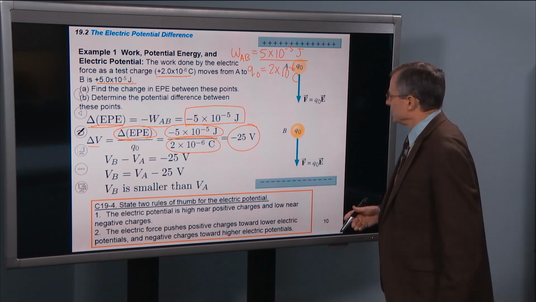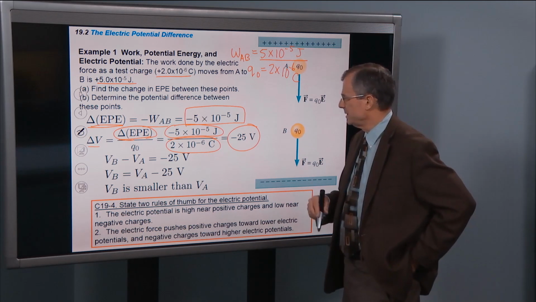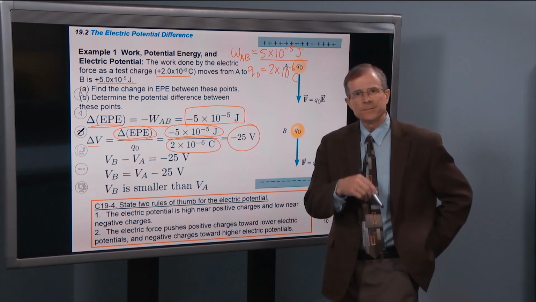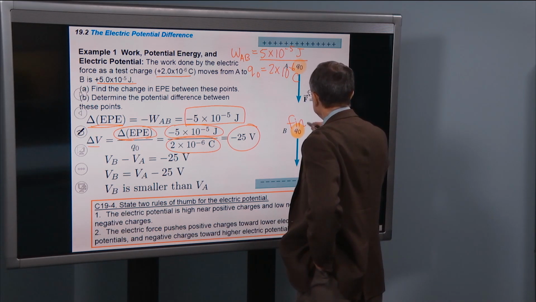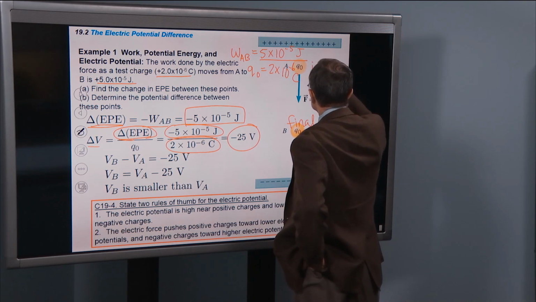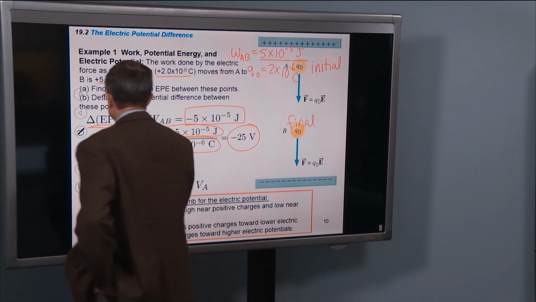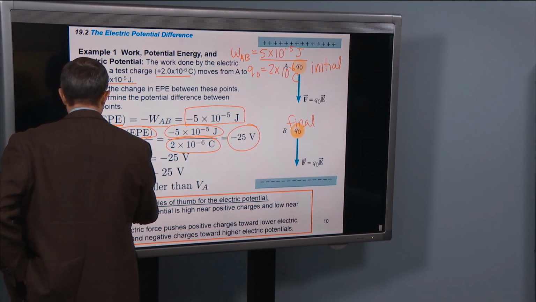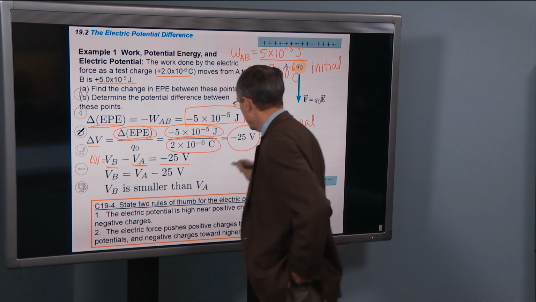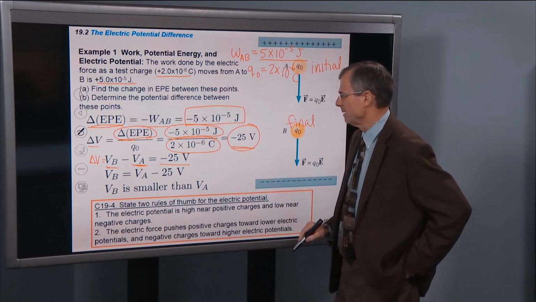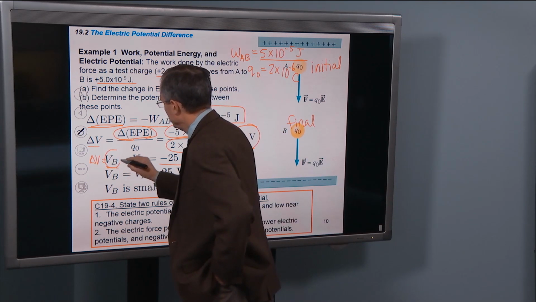And so remembering what the delta means. Delta always means final minus initial. In this case, B is the final position, and A is the initial position. So delta V is the final minus the initial, and that we just calculated to be negative 25 volts. Well, that allows us to just solve this equation for VB.